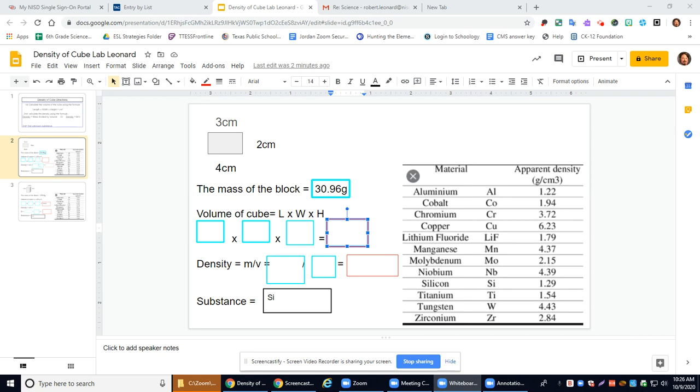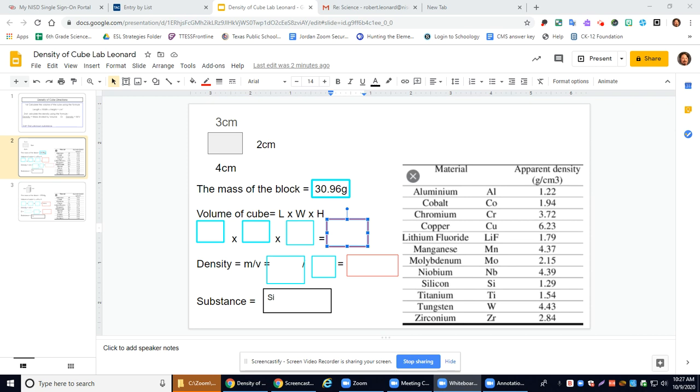Go ahead and write your formula. Volume is equal to length times width times height. However, instead of writing that, we're going to put in the numbers. So volume is equal to 3 centimeters times 2 centimeters times 4 centimeters, which is 3 times 2 is 6. 6 times 4 is 24. 24 what? 24 centimeters cubed. That is the volume of that cube.